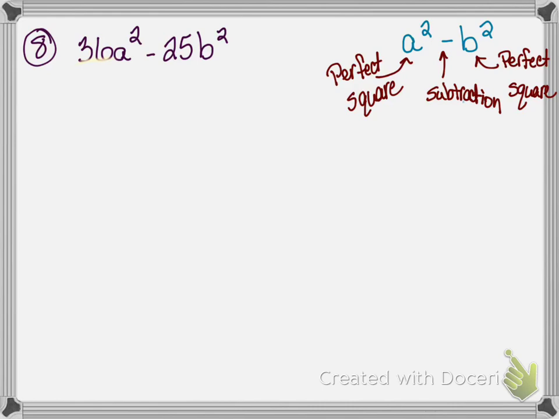When we have this set up, we factor the difference of perfect squares. I have a plus b, a minus b. That's how that's set up. A plus b, a minus b. Okay? Now, our perfect squares are 1 because 1 times 1 is 1, 4 because 2 times 2 is 4, 9 because 3 times 3 is 9.